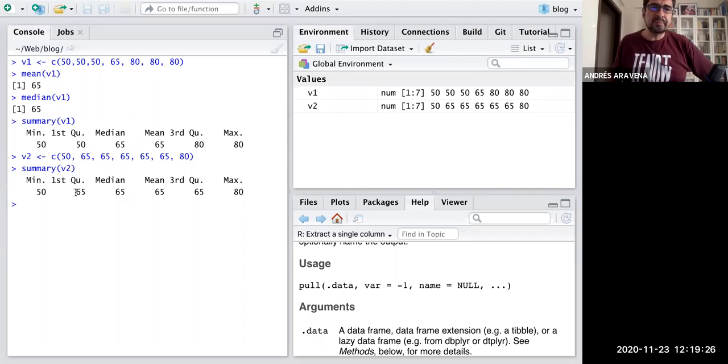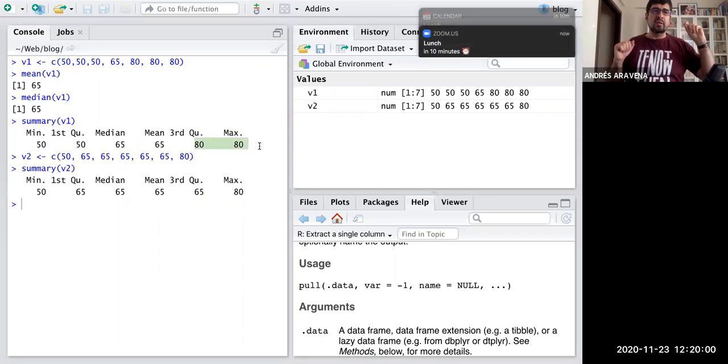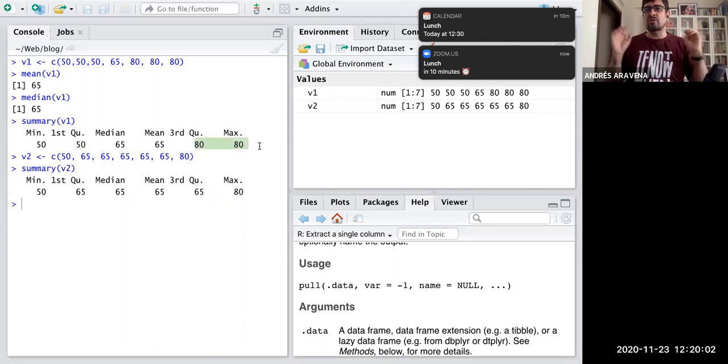Okay, and the difference is here. When you see that the first quartile and the third quartile are very close to the median, it means that the values are all grouped around the central value. They are all kind of together. If on the other side, the first quartile is closer to the minimum and the third quartile is closer to the maximum, it means that you have what we call a bimodal distribution. Some of them are short, some of them are tall.